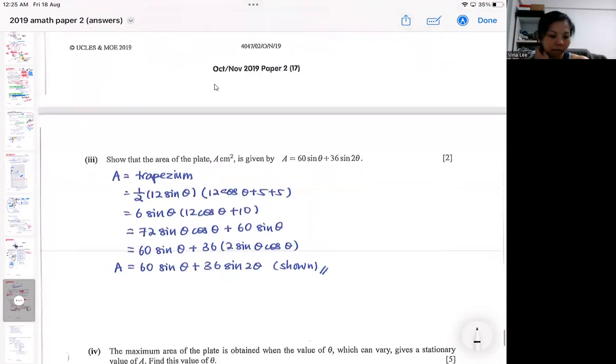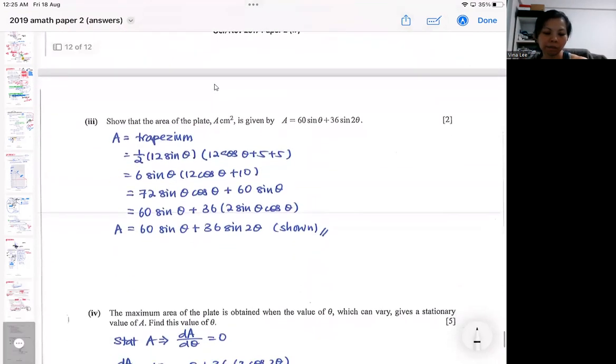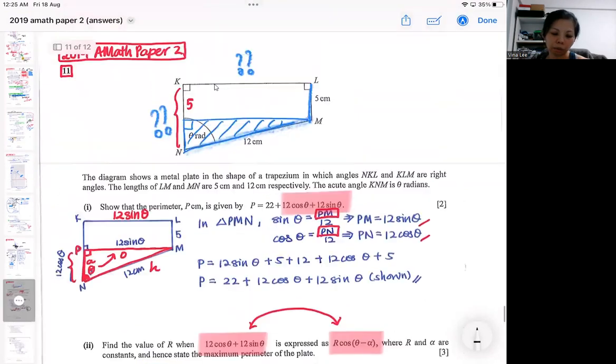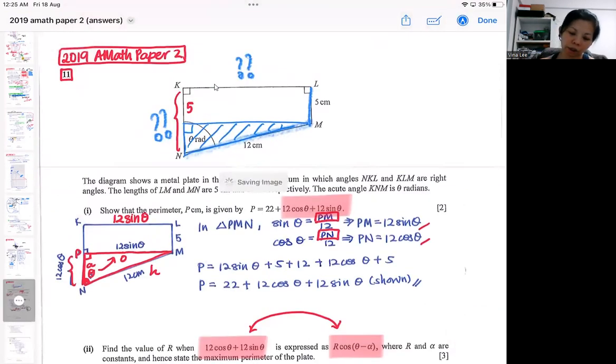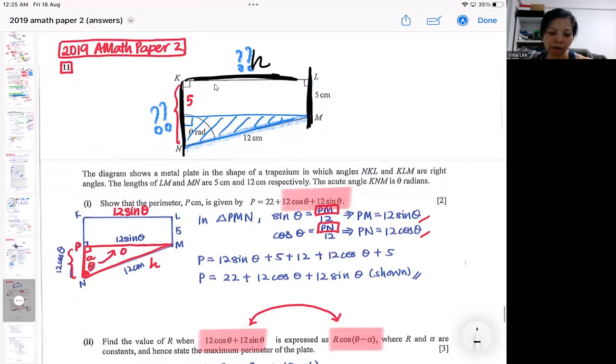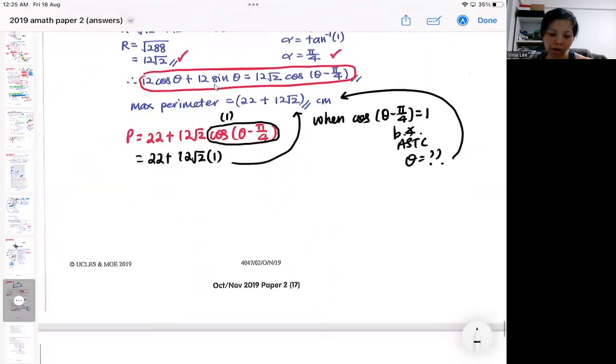The third part is another proving that deals with the area of the trapezium. The plate is in the shape of a trapezium, so you have to review the shape. If it's the shape of a trapezium, these two will be the parallel lines, and this one will be the height. By now, you already have all the sides, so you just have to identify the correct parallel lines and the height.